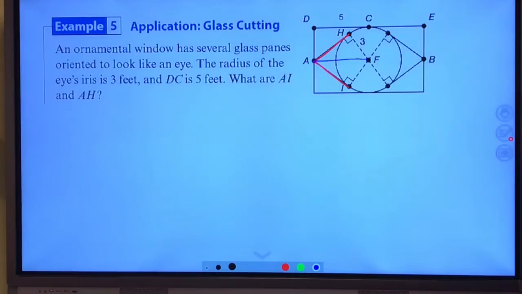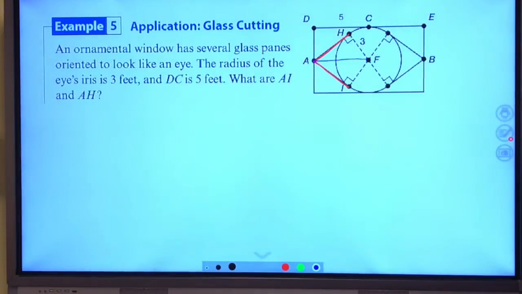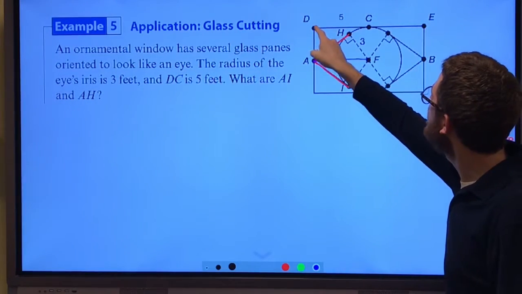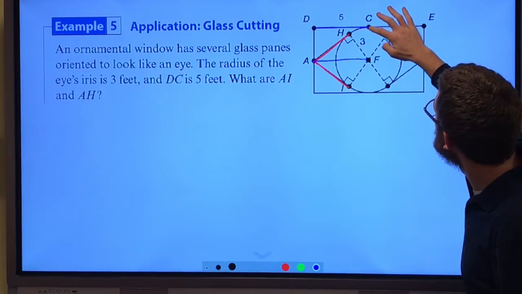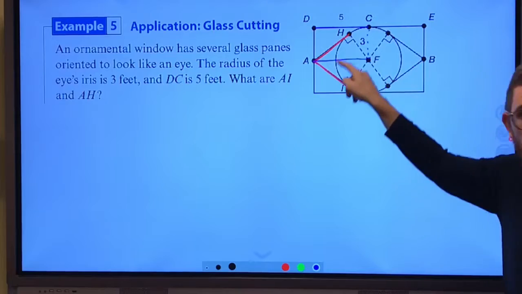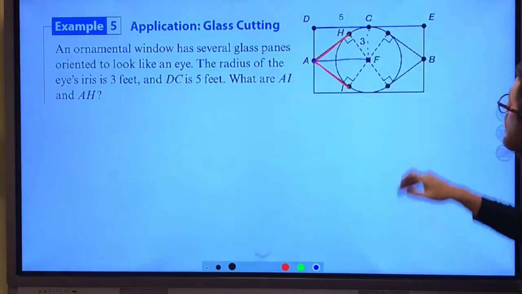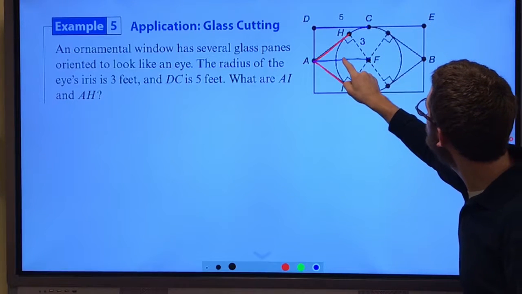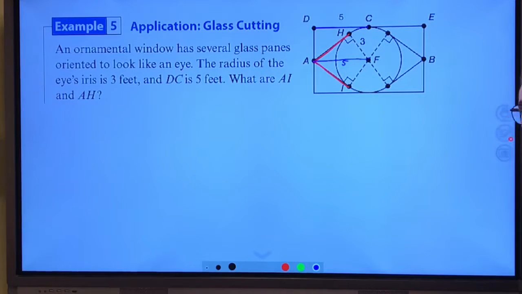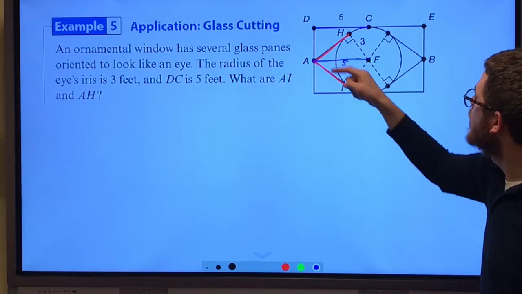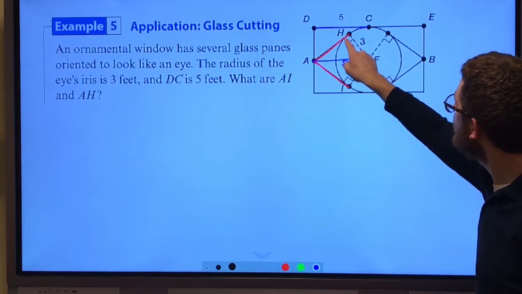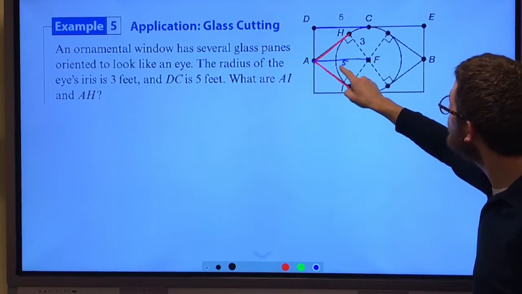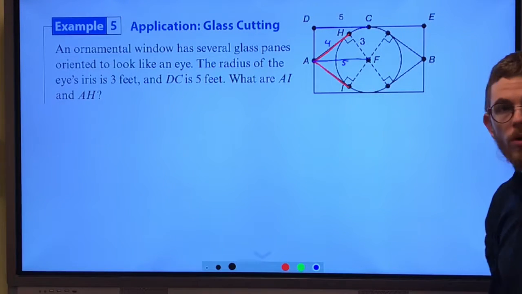If I were to draw this line right here from A to F, notice how this line is the same as DC. In fact, it is parallel to DC, it's congruent to DC, because this forms a rectangle right here. And the opposite sides of a rectangle are congruent. So this right here is 5. And we have a triangle right here, and it is indeed a right triangle because we can see that right angle right there, one side's 3, the hypotenuse is 5, that means this side must be 4.